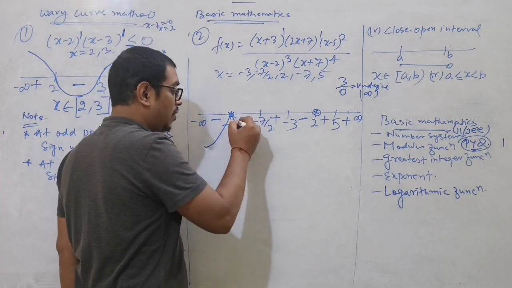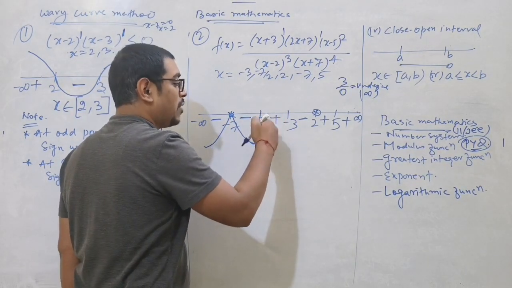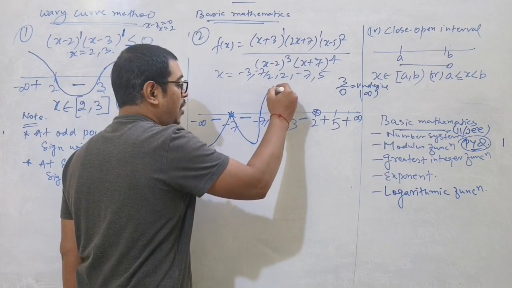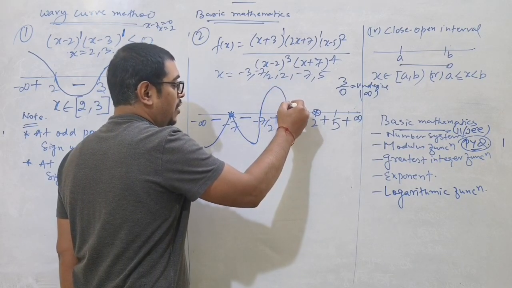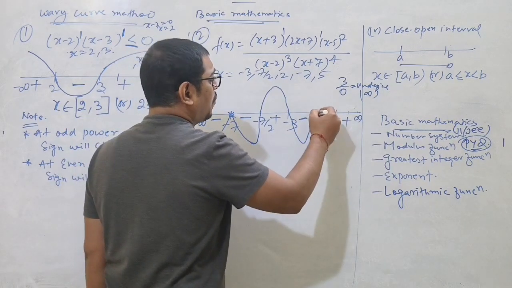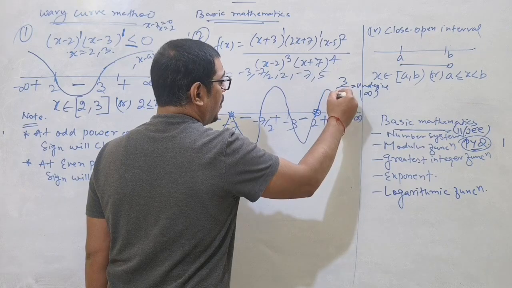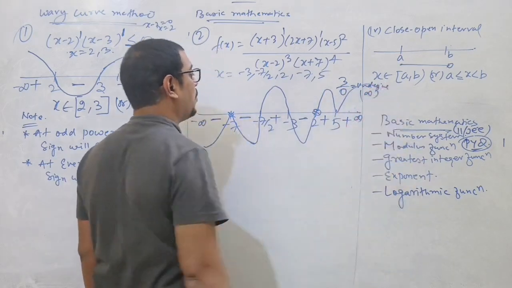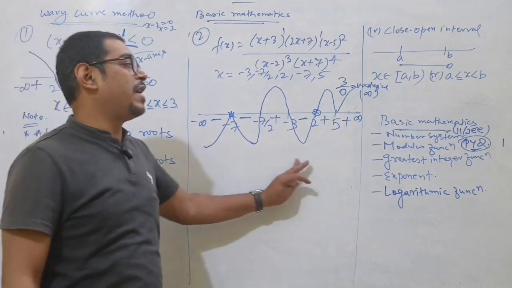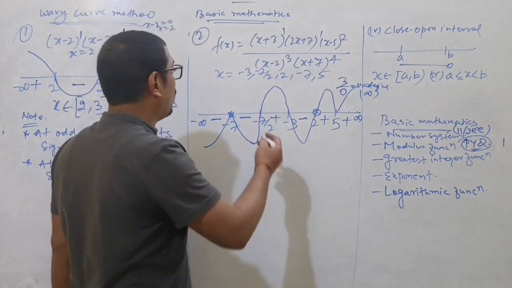So again going down. Plus sign is there, going up. Now minus 7 by 2 is possible, going up, then again down, down. Now going up, then down, and going up. So this is called the Wavy curve method. Now you can write the intervals.